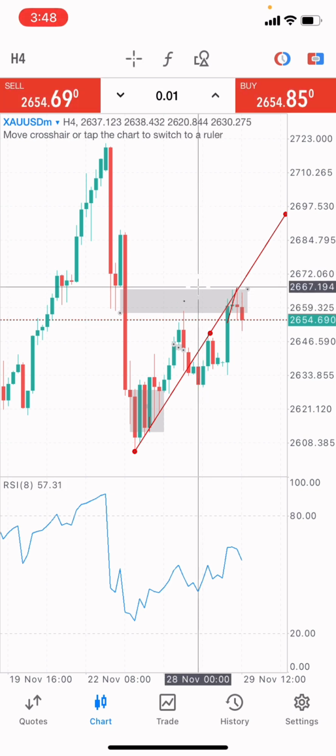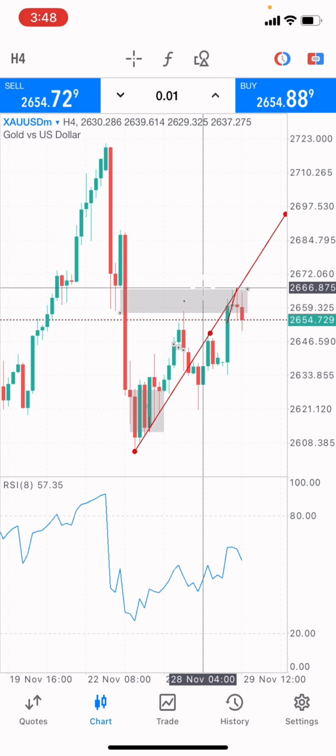So this SL will be above here, which is 2666, 2666.5. Okay, so let me calculate that. 2666.5 minus 2654.4. Okay, so I have 121 pips, so I'm going to risk $100. So 100 divided by 121, or divided by 10, so I get a lot size of 0.08. Okay, so let me open all these 0.08 sell.